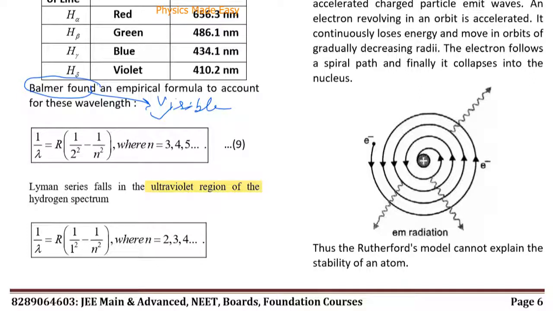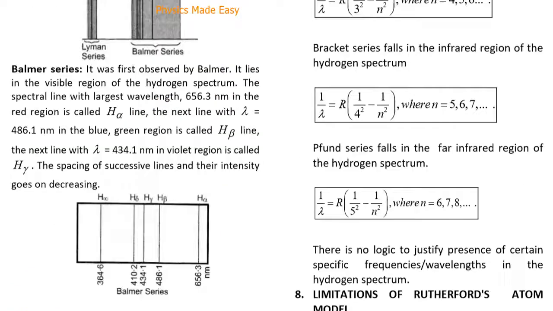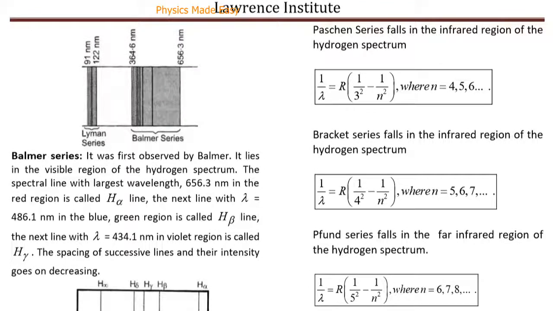Lyman series is when an electron falls into the first level, and this is in the ultraviolet region of the electromagnetic spectra. And the next series is Paschen. Paschen series falls in, remember this, the infrared region. In this case, an electron from a higher level falls into the third level.